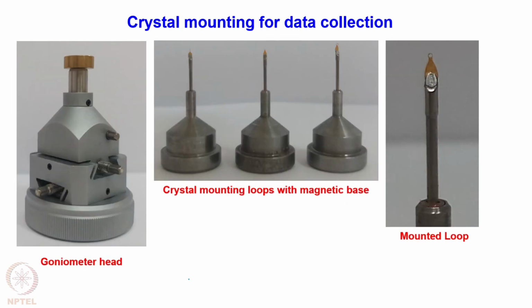For crystal mounting, we use a set of tools. Here on the left, I am showing a photograph of a small attachment which is called the goniometer head. This goniometer head is placed on top of the goniometer of a diffractometer, and the crystal is mounted using magnetic sample holders, which are shown on the right hand side figure, and the crystal is mounted here. Once we mount the crystal directly on the diffractometer with this goniometer head, the crystal has to be aligned in the X-ray beam.